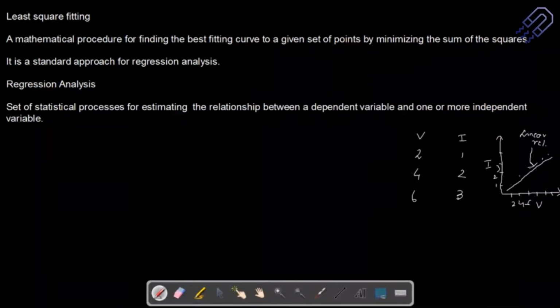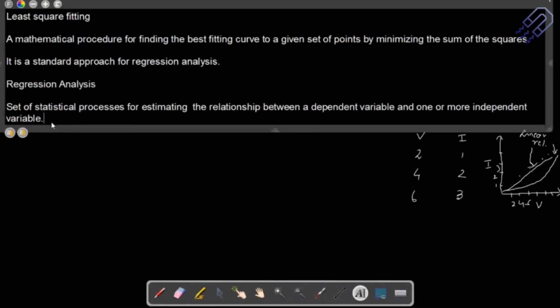So in a similar way, if you're plotting a graph and you're not getting a straight line, you're getting something like this, let's say. So this is going to be basically a diode, right? This is the behavior of a diode. So depending on that, we can analyze what the material is. So that is what is important in this regression analysis.